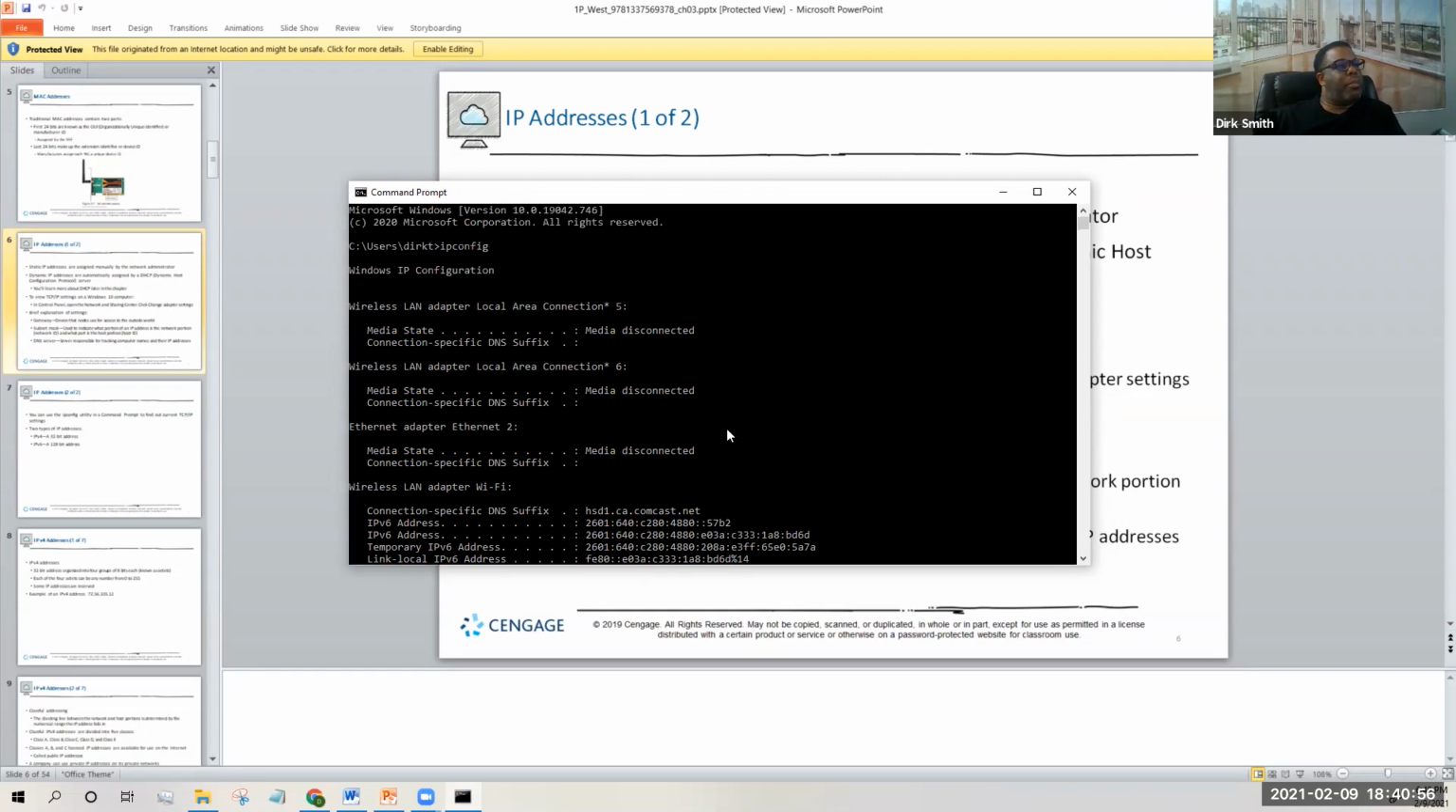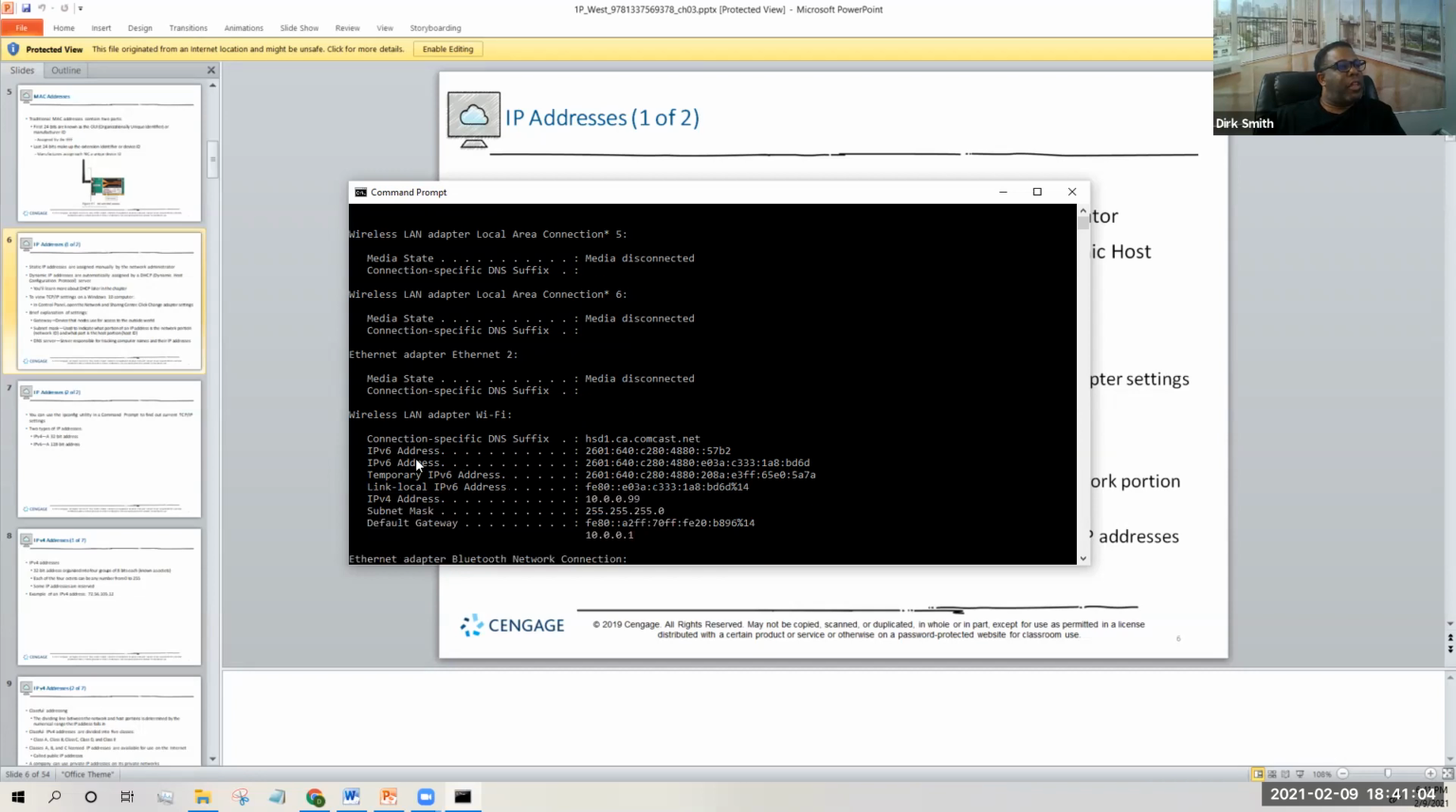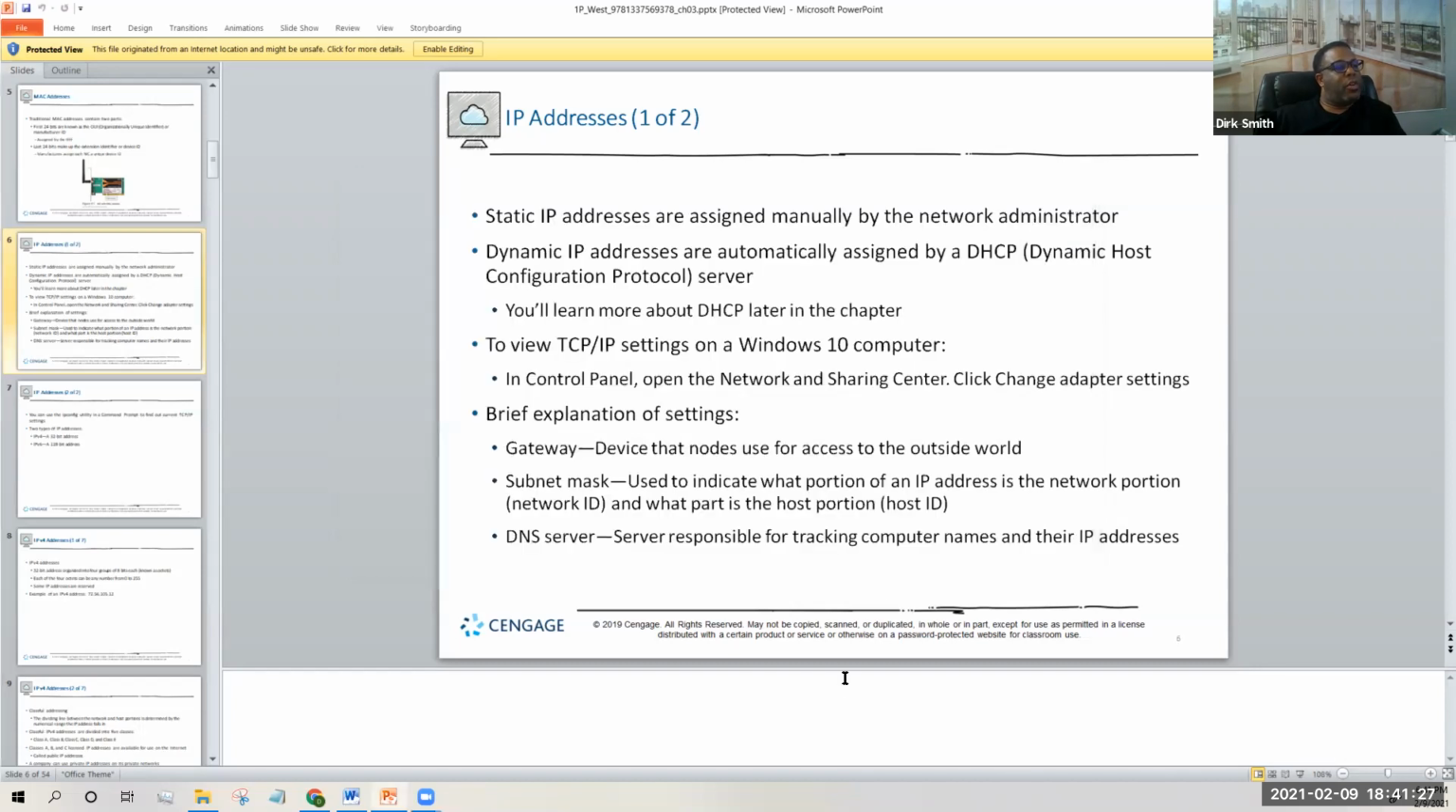As you can see, on my personal computer here, there's no connection. I'm all wireless, so there's no media that's connected here. IPv6, this is the hexadecimal breakout that it was talking about before. Temporary IP address, okay, it's all broken down to hexadecimal. IPv4, 10.0.0.99, using a subnet mask of 255.255.255.0. Okay, so you guys can play around with that on your own. You probably already know about that.